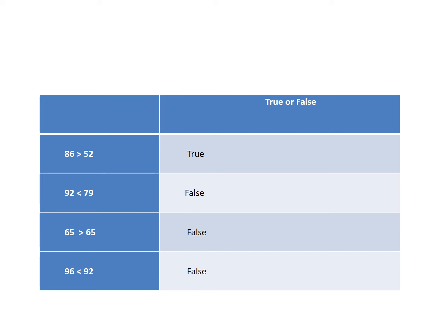The next one, 65. Ooh, and then they're saying that that's bigger than 65. Well, obviously they're the same number, so that is false. There should have been an equal sign there. The last one, 96 is smaller than 92. Well, that's false because although they've both got 9s in the tens column, 2 is less than 6.